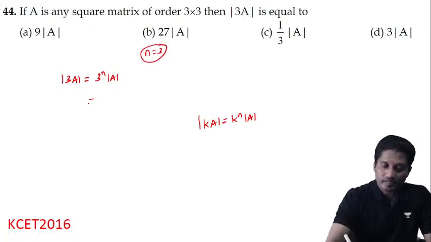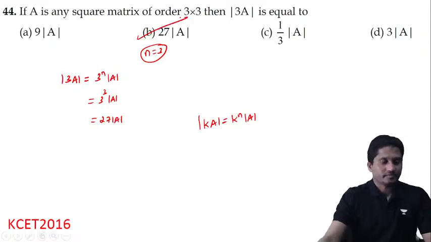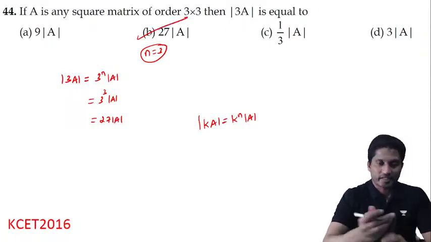If I substitute here, you get 3 cube into determinant A. So determinant of 3A is equal to 27 into determinant A. The answer is option B. Let's move to the next question.